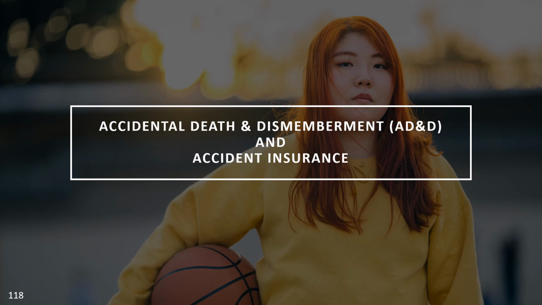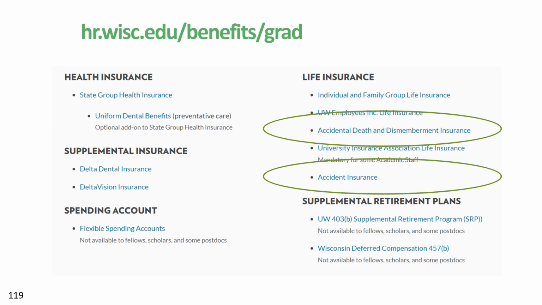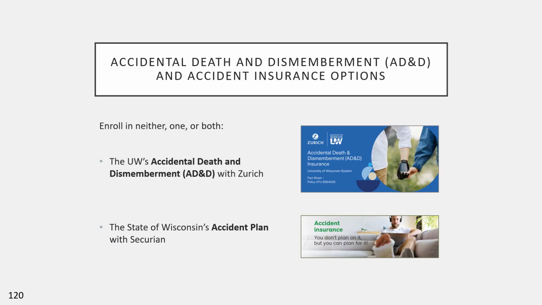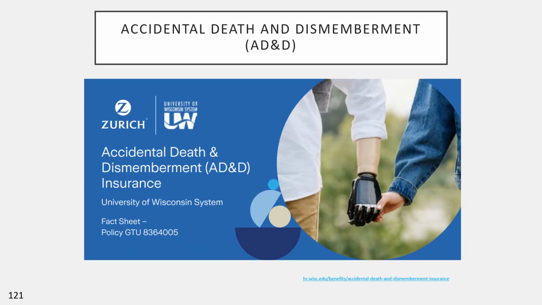Also available to you as an employee is the UW's accidental death and dismemberment policy and the state's accident plan insurance. You'll find more detail about these plans on our website. You're welcome to enroll in either of the plans or just choose neither of them or enroll in both of them if you'd like. The accidental death and dismemberment policy offered by the UW is with a company called Zurich.